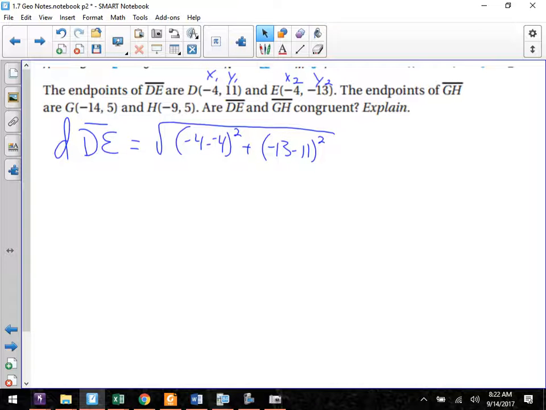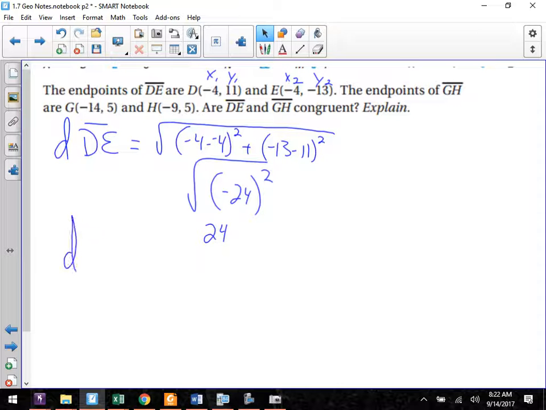11, quantity squared. Well, throwing a couple of values in the calculator shows you that -4 minus -4 is 0. And then -13 minus 11 winds up being a -24 squared, and you take the square root of that. When you do that, you get 24. Okay. Do the same thing for the next one.